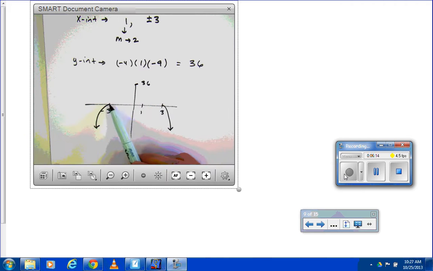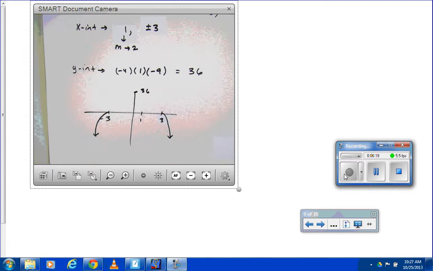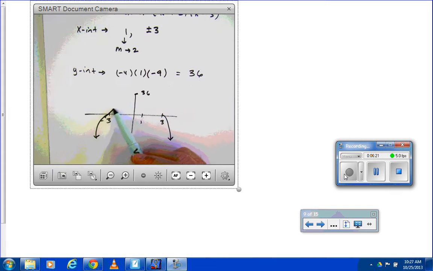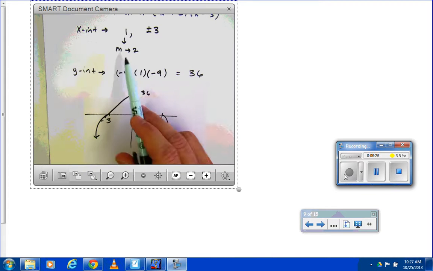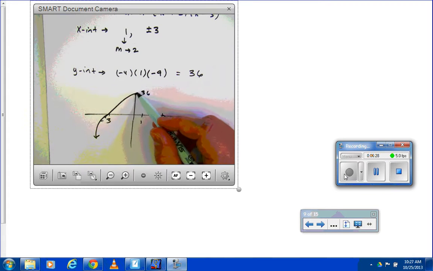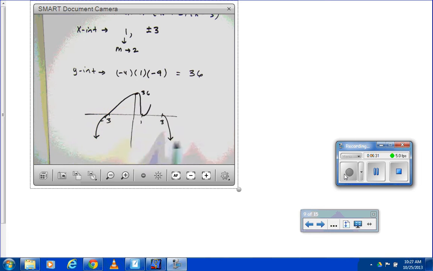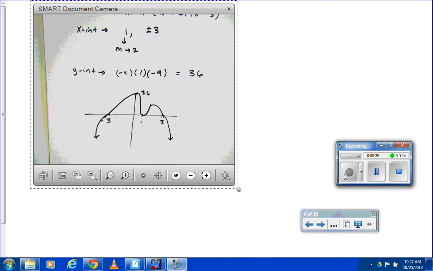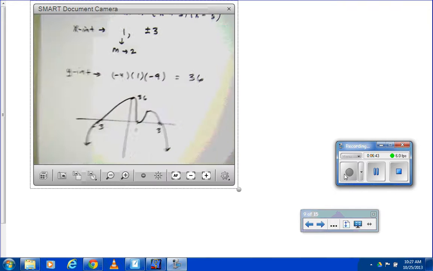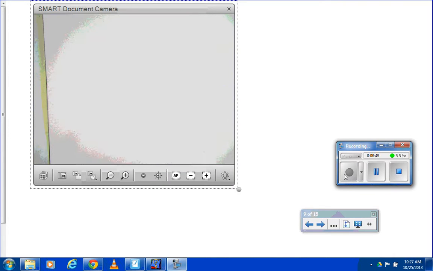Okay, so now at negative 3, it just had odd multiplicity, so it's going to pass through. It's going to pass through 36. Now, what about 1? You had a multiplicity of 2, so it's going to touch and turn around. And then at 3, it's just going to pass through. All right, is that one all right? All right, do we need to do number 5? Yes? Okay. All right.